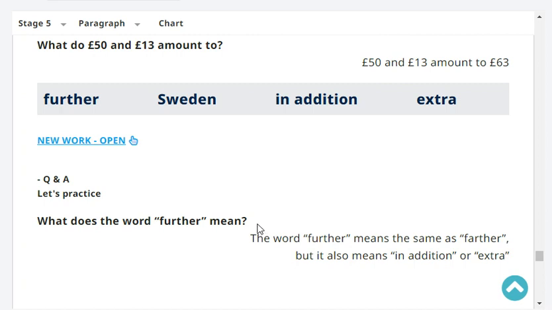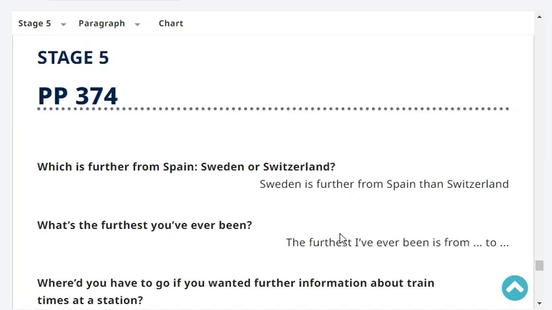The word further means the same as farther, but it also means in addition or extra. Very good. Which is further from Spain, Sweden, or Switzerland?